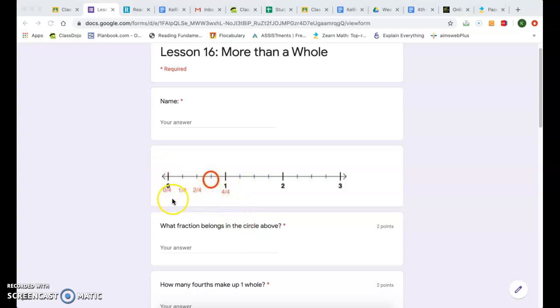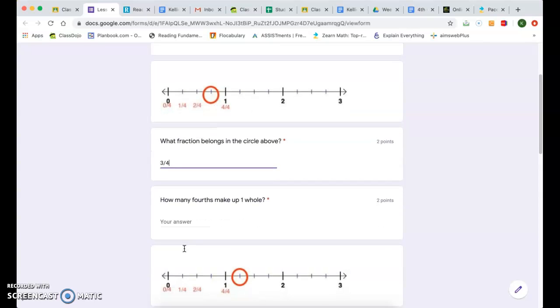So if this is 0/4, this is 1/4, this is 2/4, so this one has to be 3/4. I think most people got that one right. How many fourths make up one whole? One is here. We know that's 4/4.